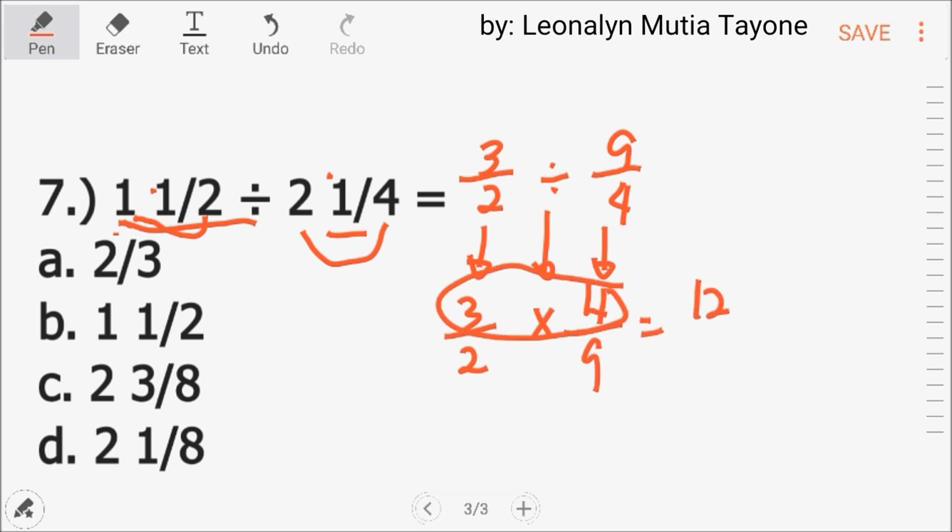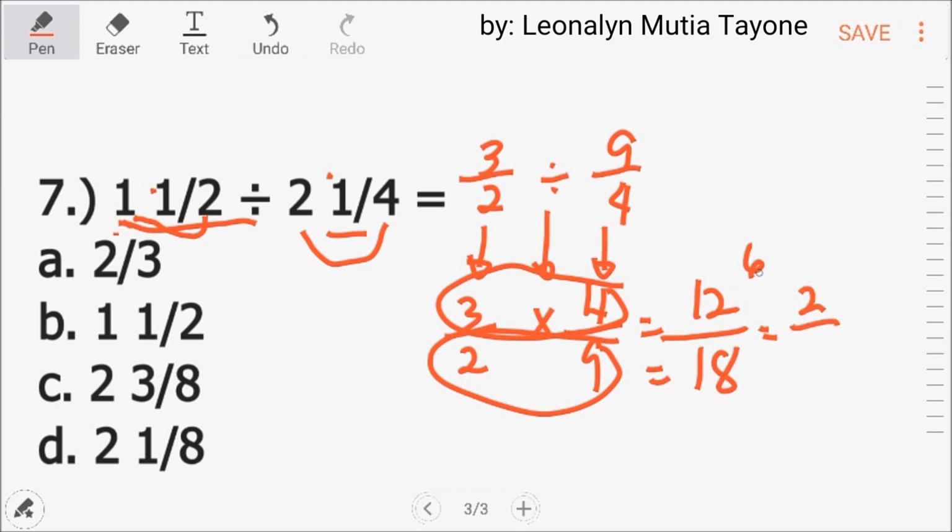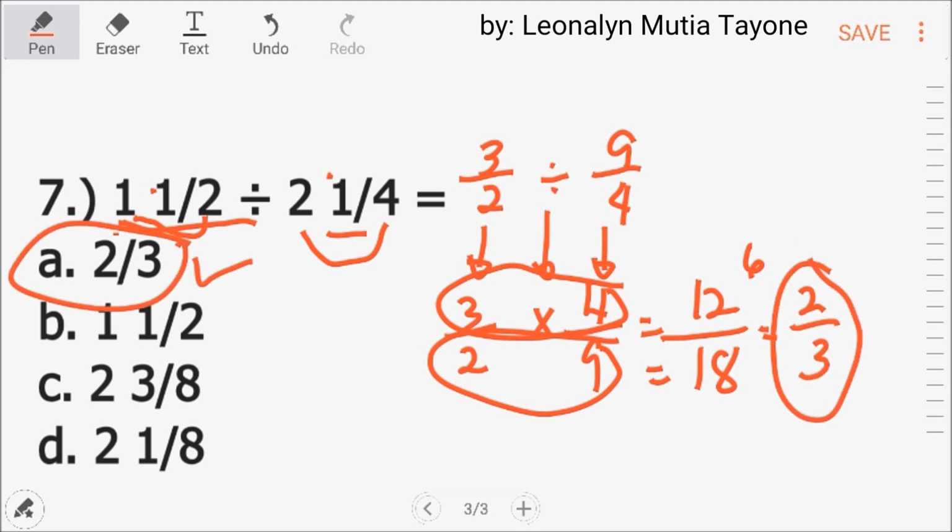Let's multiply. That is 12. This one equals 18. So the greatest common factor of these is 6. So 12 divided by 6 is 2. 18 divided by 6 is 3. So the answer here is 2/3, letter A.